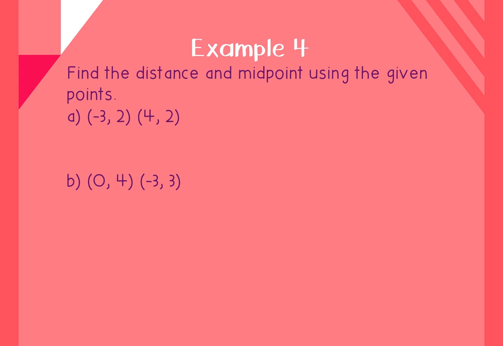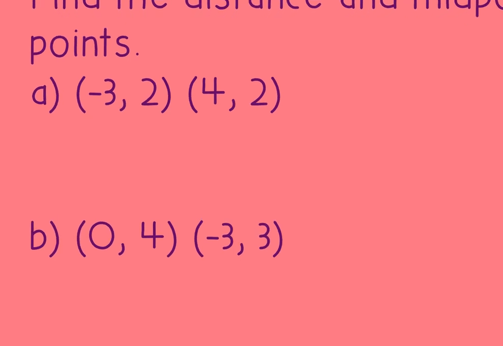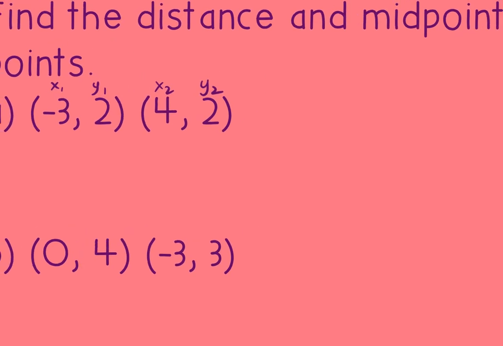All right, example 4 says find the distance and the midpoint using the given points. So if I look at A, it doesn't matter which one we make the 1s and the 2s as long as within the parentheses they are both the same number. If this is x1, this could be y1, this could be x2 and y2. And the distance: square root of (4 minus a negative 3, which becomes plus 3) squared plus (2 minus 2) squared. I get the square root of 7 squared plus 0 squared, square root of 49, which goes back to 7.